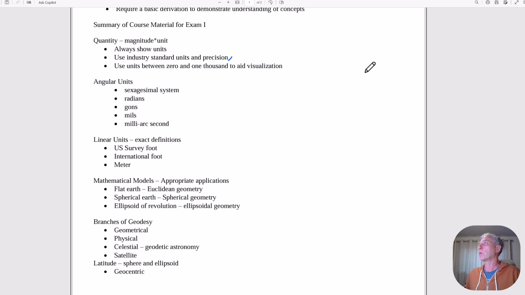Use industry standard units and precision. So that would be 3 decimal places for meters, 2 decimals for feet. Industry standard, always present, always.